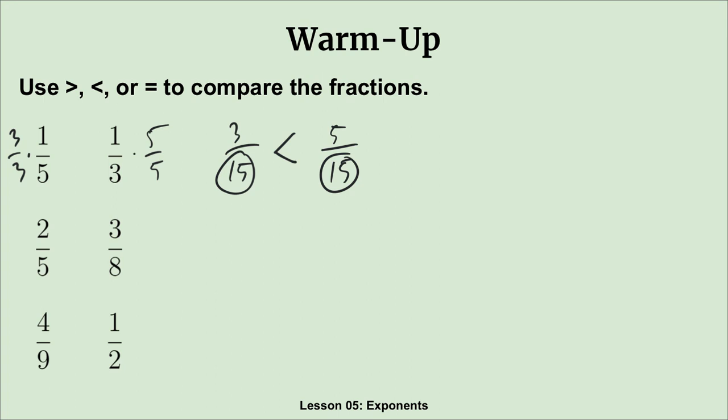The other way that we can do this is turn them both into decimals. 1/5 would be 0.20. 1/3 is 0.33 repeating, and that's bigger than the other one.